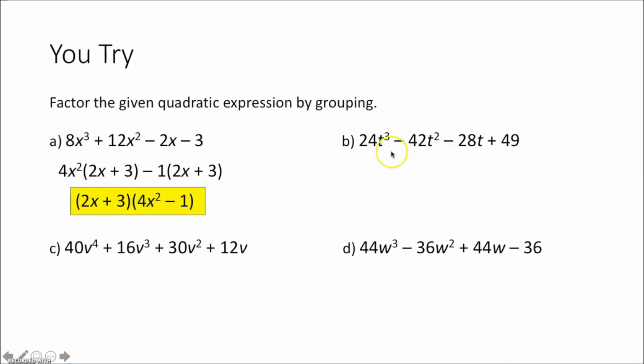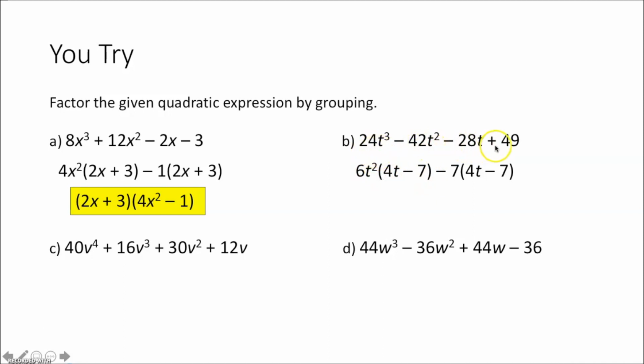Over here, first, is there something we can take out right at the beginning? Doesn't look like it. So we move to our next step, which is to factor out the GCF from the first two terms. So it looks like I could take out a 6 and 2 t's from the first two terms. And then in the parentheses, I put each of these terms divided by 6t squared.